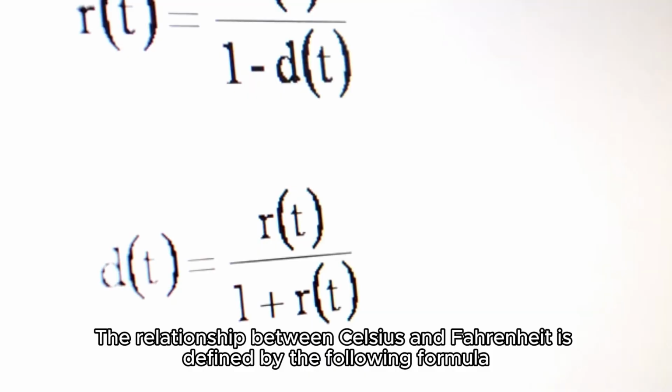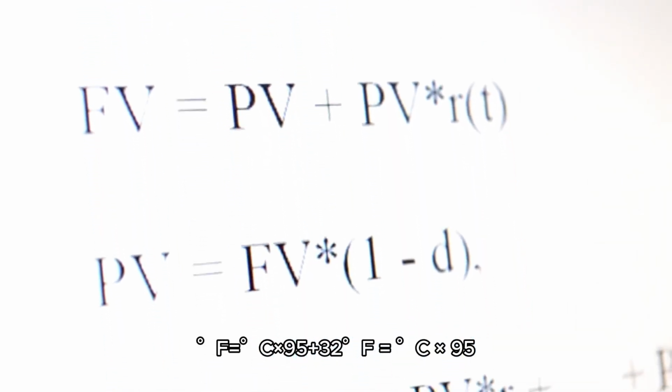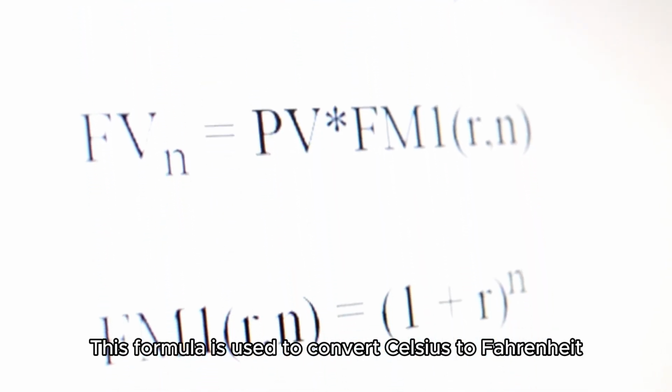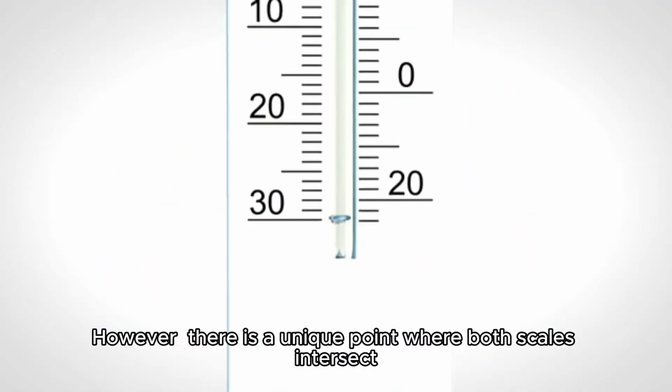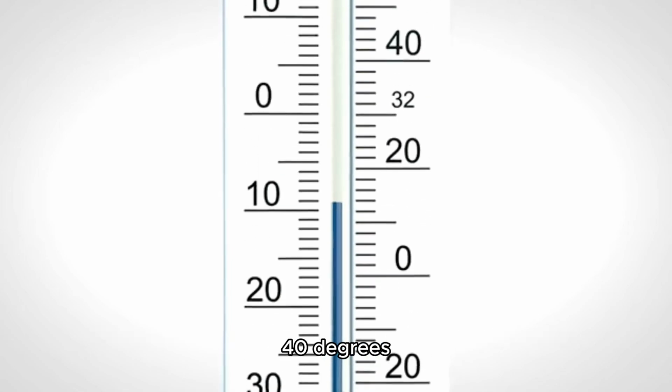The relationship between Celsius and Fahrenheit is defined by the following formula: F equals C times 9/5 plus 32, that is, degrees Fahrenheit equals degrees Celsius times 9/5 plus 32. This formula is used to convert Celsius to Fahrenheit. However, there is a unique point where both scales intersect: -40 degrees.